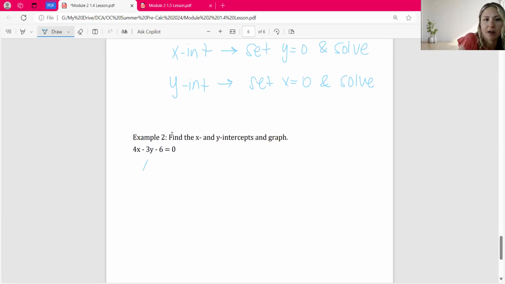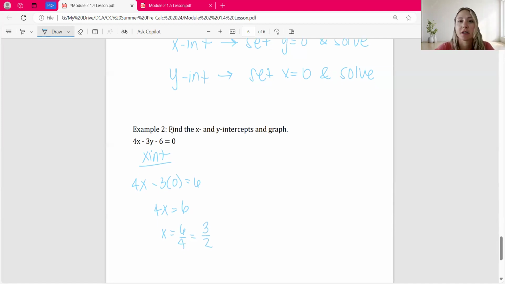Let's first find our x-intercept. I'm going to rewrite this equation. I'm going to substitute 0 in for y. So we're going to have 4x minus 3 times 0. I'm going to add that 6 to the other side right now, so then I can start to solve this. I'll have 3 times 0, we know is 0. We'll have 4x equals 6. Divide both sides by 4. So I'm going to have x equals 6 over 4, which we'll say is 3 over 2, 3/2.